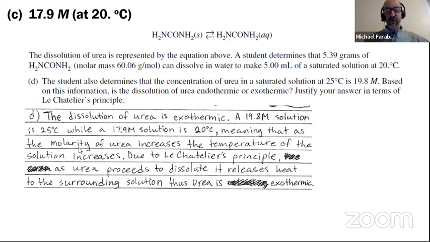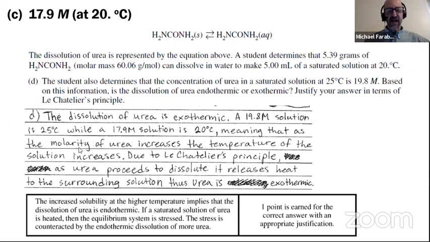So what they did correctly is they wrote a very good description of what is happening in terms of the observations. They have the correct concentrations at the different temperatures. But what they did incorrectly is they made the wrong choice. It turns out that when you increase the temperature and a reaction shifts toward the products, as this one did, that is an endothermic process. So they had the right description of what was happening, but they said exothermic instead of endothermic.